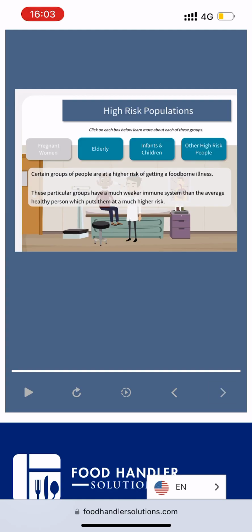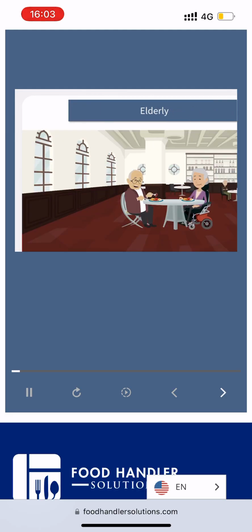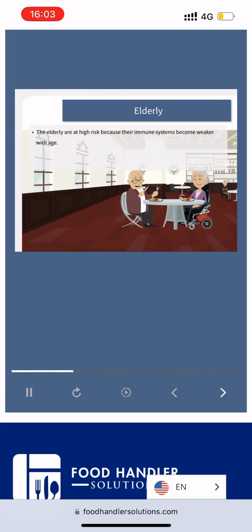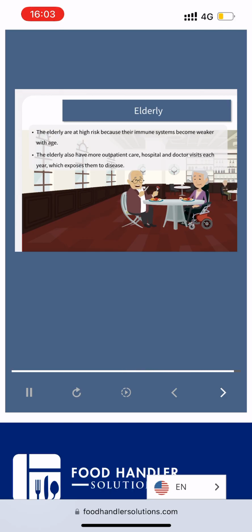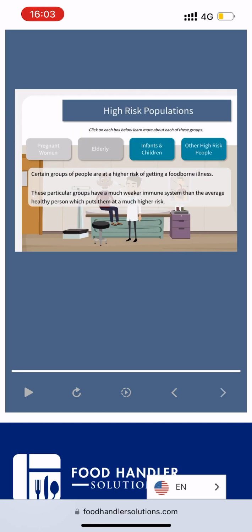Let's take a closer look at these groups. The elderly are at a high risk because their immune systems become weaker with age. The elderly also have more outpatient care, hospital and doctor visits each year, which exposes them to disease. Let's take a closer look at these groups.